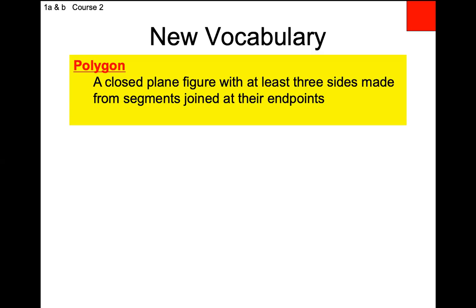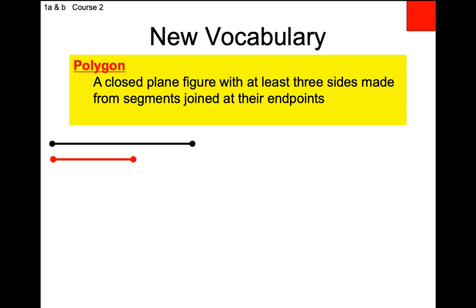A closed plane figure with at least 3 sides. So we're talking about shapes that have 3 or more sides. And those sides are made up of segments, so no lines, no rays. Made up of segments joined at their endpoints. So you are not allowed to join your segments at anything but their endpoints. And if you do that, you have a polygon.